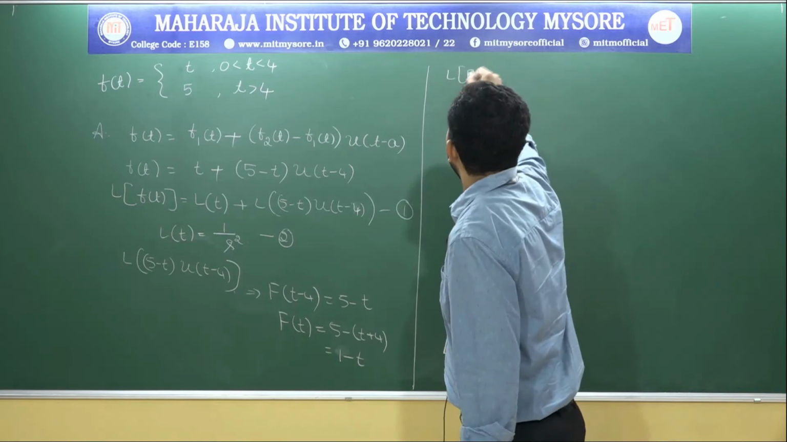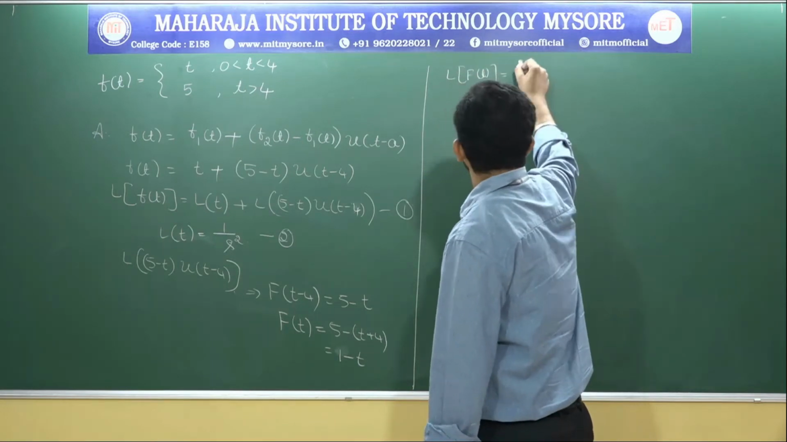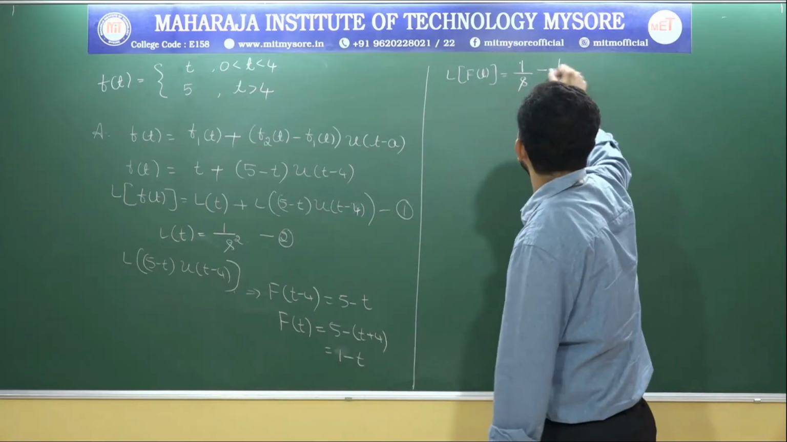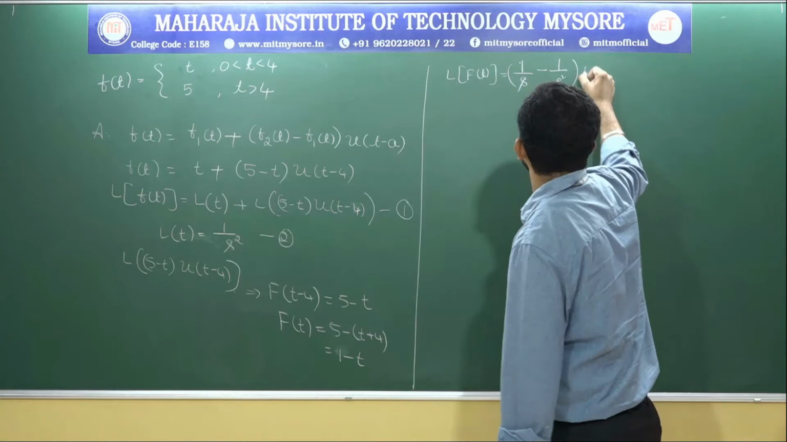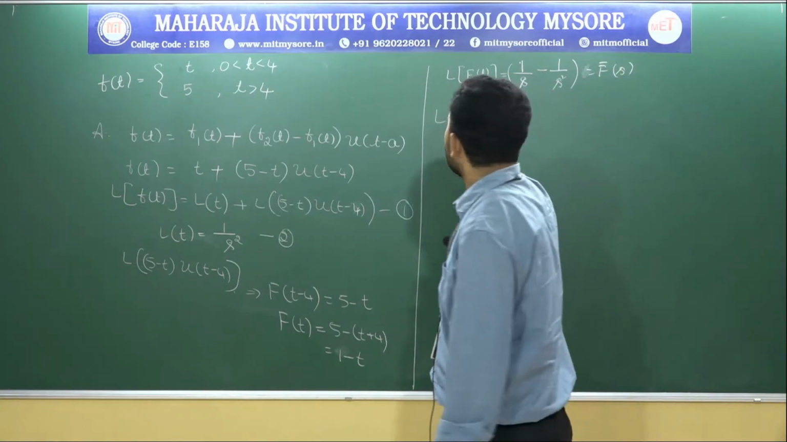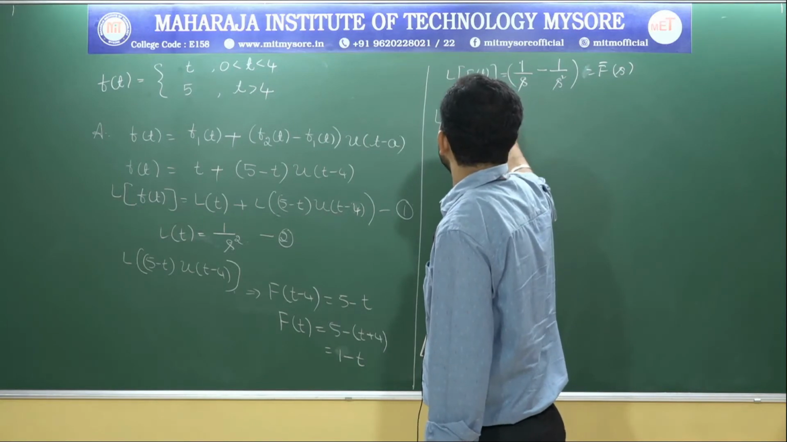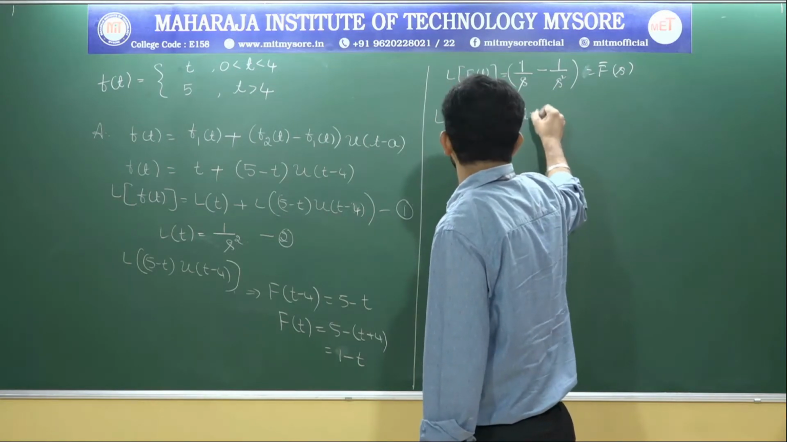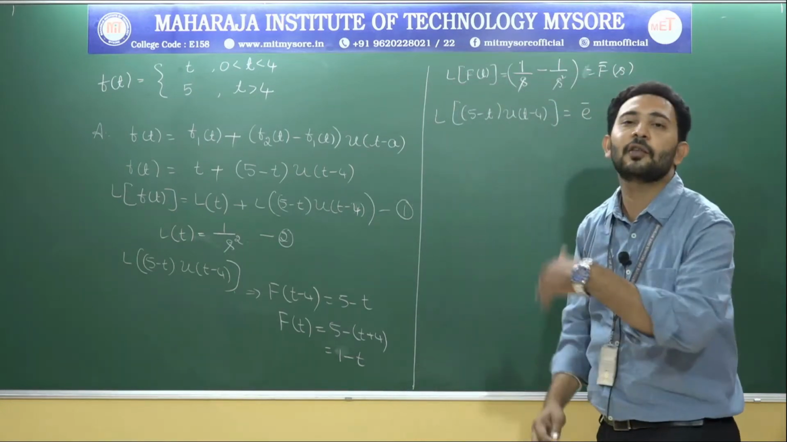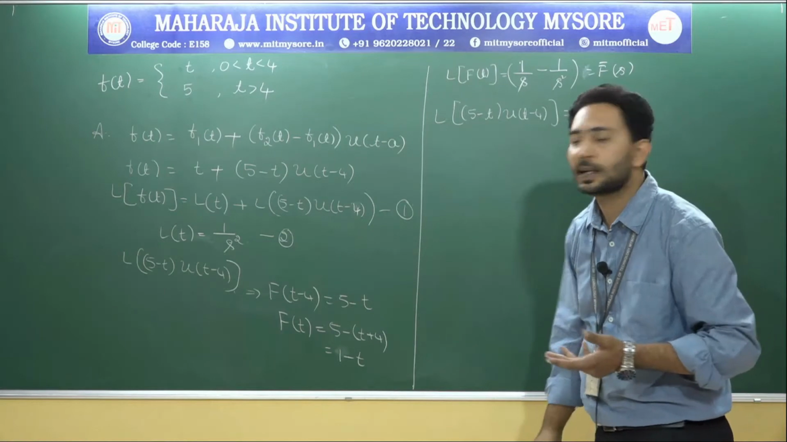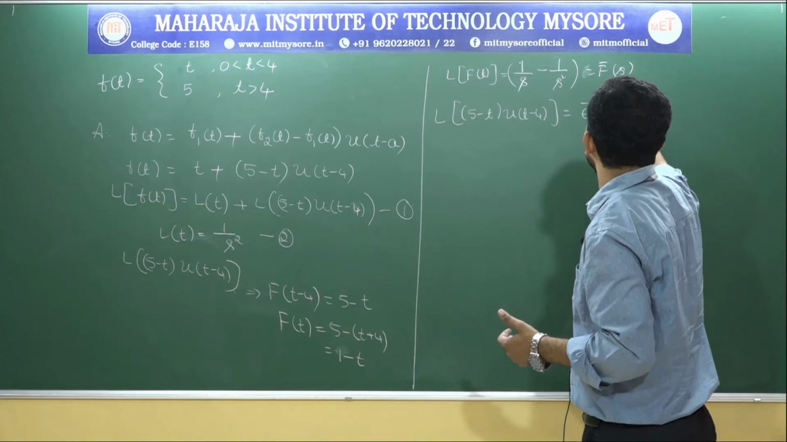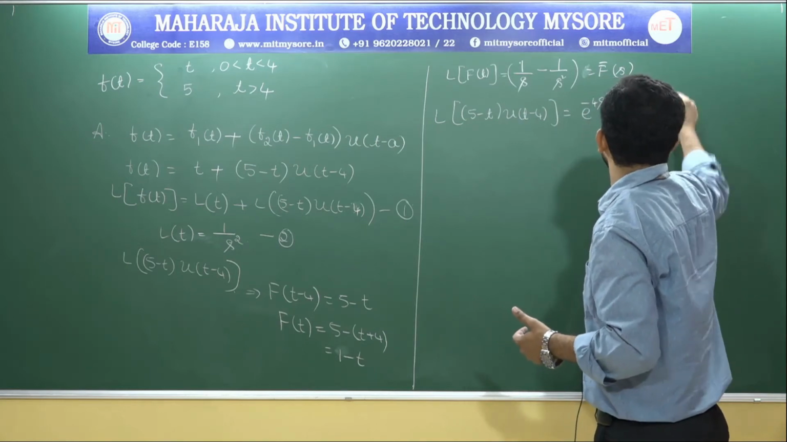Then Laplace of f of t is Laplace of 1, which is 1 by s, minus Laplace of t, which is 1 by s square. So this is our f bar s. Then Laplace of 5 minus t into u into t minus 4 is e power minus as into f bar s. What is e power minus as? It is e power minus 4s into f bar s, which is 1 by s minus 1 by s square.